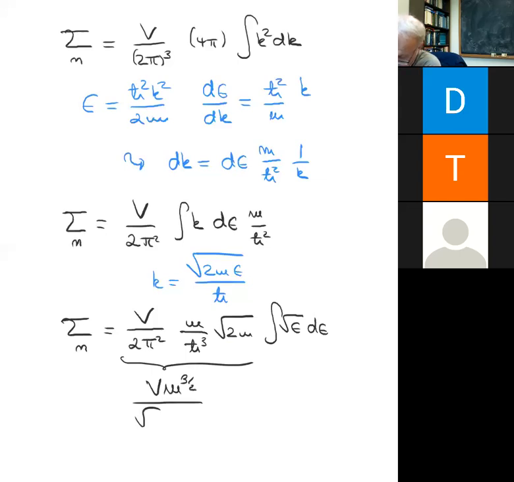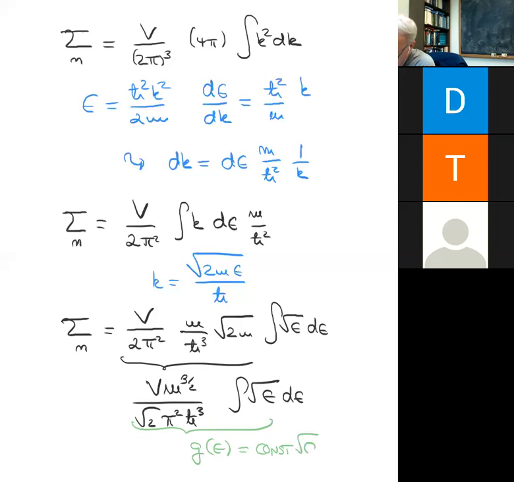There's a root 2, there's a pi squared, and an h bar cubed. And then there's this integral, square root of epsilon d epsilon. And so I will do two things again that we did before. Number one, this whole expression with the root epsilon, that's usually called the density of states, and I will call that g of epsilon. And this g of epsilon is some kind of constant times the square root of epsilon.